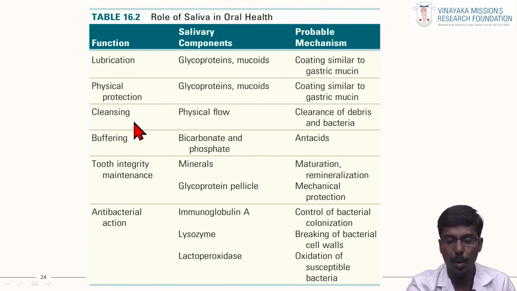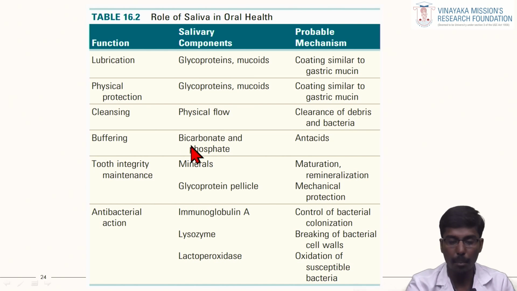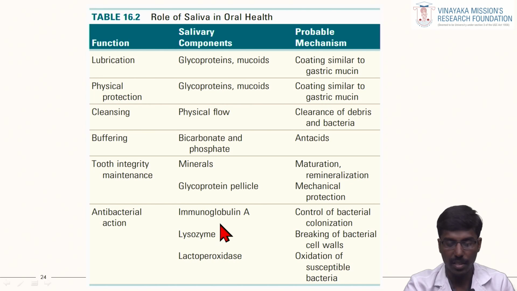Next, coming to the cleansing property, the saliva through its mechanical property, that is the physical flow, cleanses all the debris and bacteria from the teeth surfaces. That is the cleansing property. Now coming under the buffer, the acids produced by the bacteria are buffered by a few enzymes like the bicarbonate and the phosphate. Now the minerals present in the saliva maintain the tooth integrity. The last comes the antibacterial action, that is the immunoglobulin A and other enzymes like the lysozyme and the lactoperoxidase. This provides the antibacterial action.